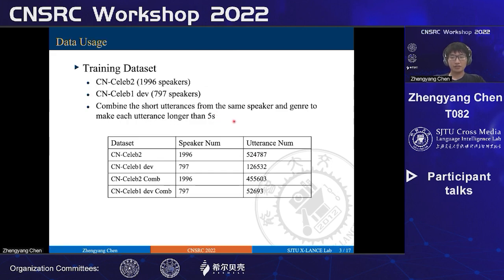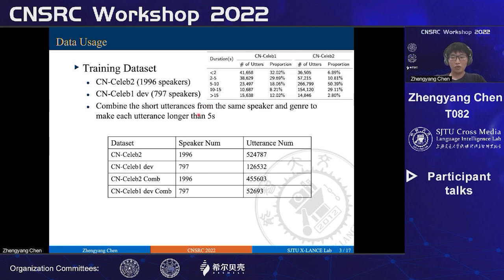For the 3 tracks, we follow the same data usage setup. In the experiments, we use the CN-Celeb 2 dataset and the CN-Celeb 1 dev set as the training set. We also noticed that there are many very short utterances in the speaker training set. We combine the short utterances from the same speaker and the same genre to make each utterance longer than 5 seconds. The table shows the speaker and utterance numbers before and after the combination. It should be noted that we only do this combination on the training data. The evaluation set remains the same.